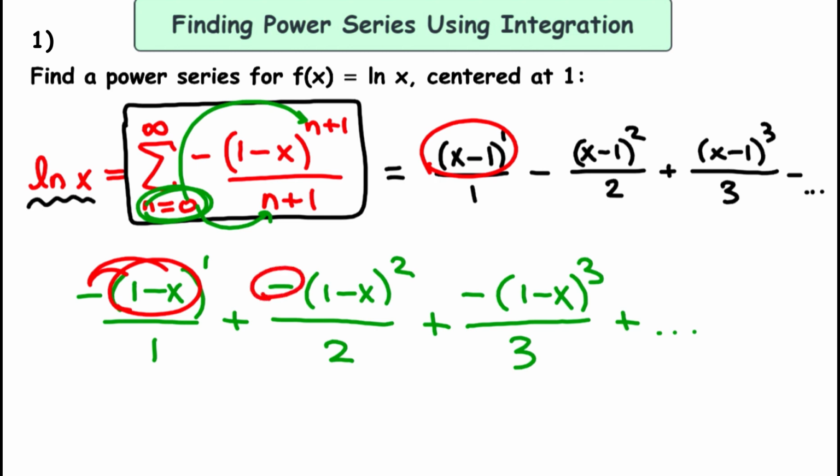This negative, just like the subtraction, is still there. But you know what? 1 minus x being squared is the same as x minus 1 being squared because it's an even power. If you FOIL it out, either way, you're going to get x squared minus 2x plus 1 both times. And so the even powers don't matter.